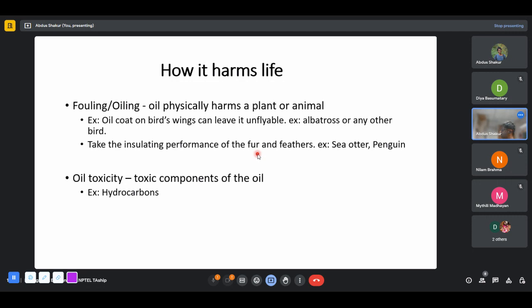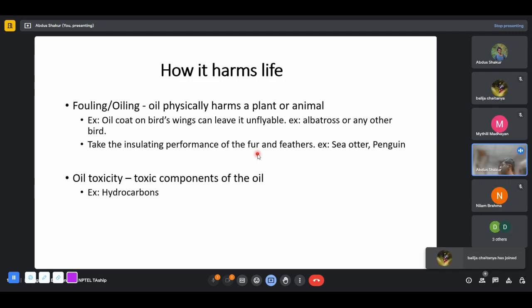And oil toxicity. This is more of a direct effect, where the components of the oil are themselves toxic to the plant or animal. Because oil is made of a lot of hydrocarbons, it can interact directly with the organisms and even kill them. So these are the two major ways that it can affect marine fauna.